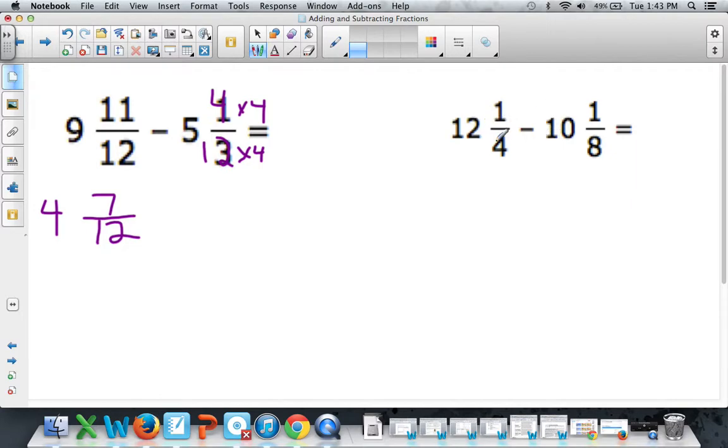One more together. Do the whole number first. 12 minus 10. What is 12 minus 10? Come on. Simple subtraction. 2. Now we will subtract the fraction part, but the fraction part is not the same on the bottom, and we need it to be the same on the bottom.